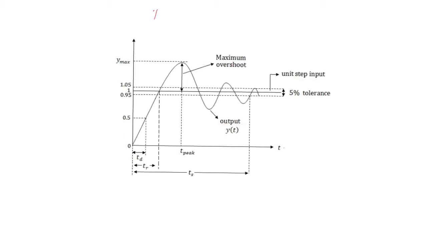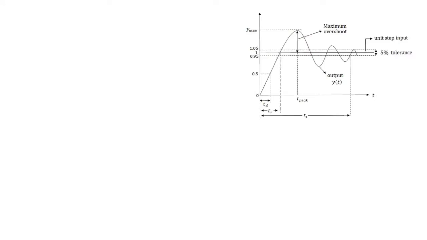The next topic that we are going to discuss is time domain specifications. Okay, so this is a unit step response of a second order system, the prototype second order system. Okay, so we will discuss the specifications one by one. First, we will discuss percentage maximum overshoot, or you can say percentage peak overshoot. Okay, and the peak time, TP.